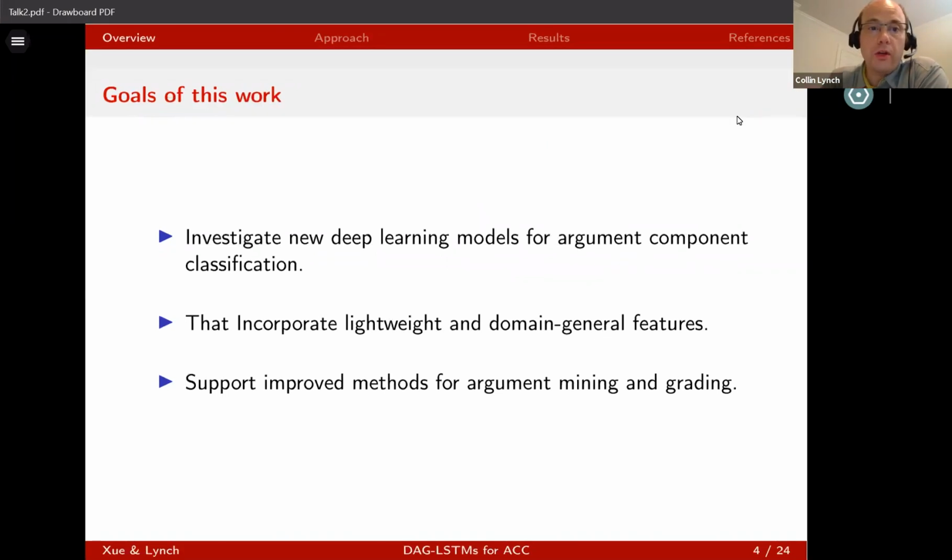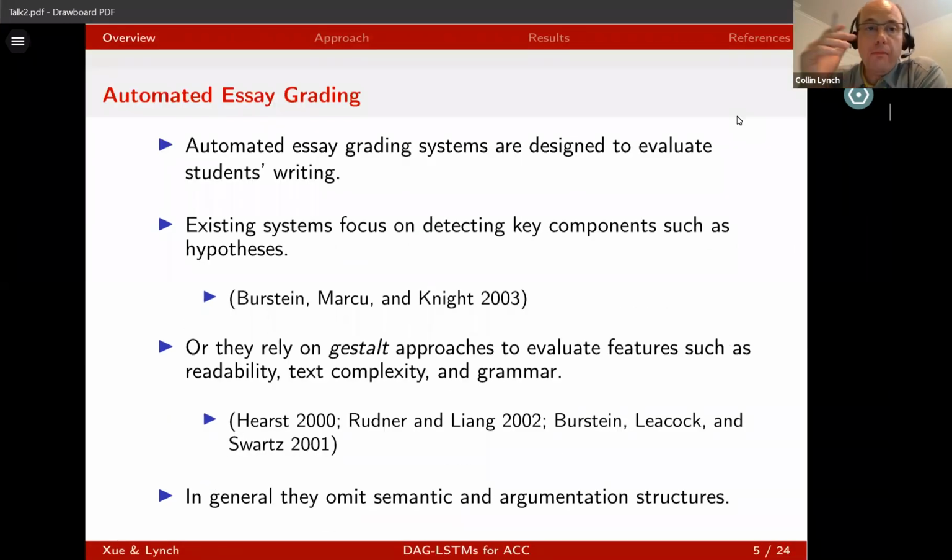Our goals in this work are to investigate new deep learning models for argument component classification that incorporate lightweight and domain general features and support improved methods for argument mining and grading. In brief, automated essay grading systems are designed to evaluate students' writing. They take in a sample of writing, grade it for readability or other features, and provide grades or feedback that can support students down the road.